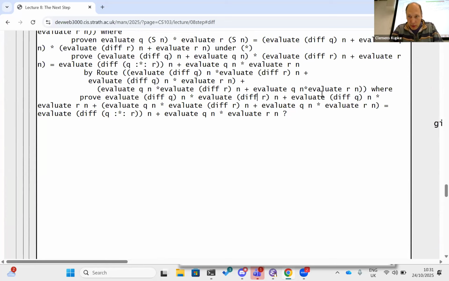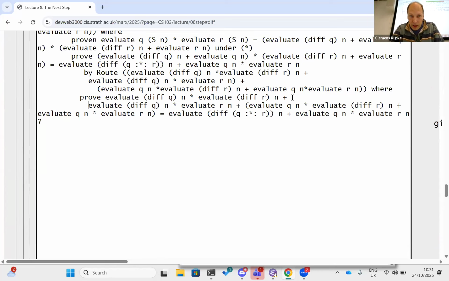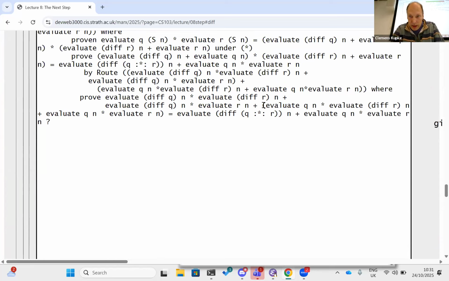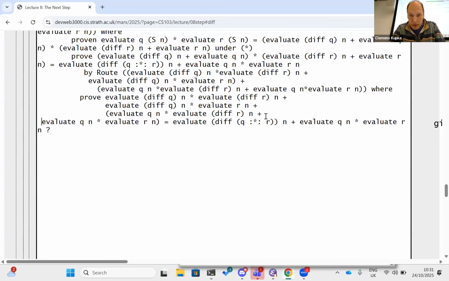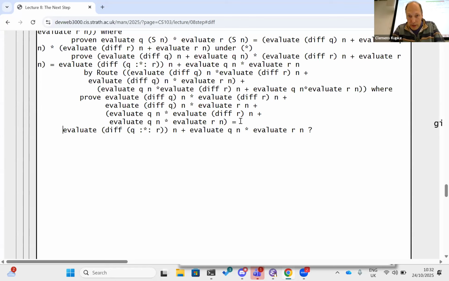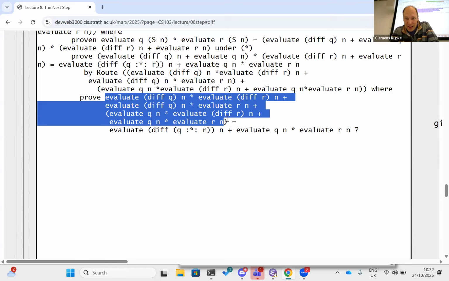We have to prove that this whole sum that we were multiplying out is equal to the thing on the right-hand side. So we have these four terms, and this should be equal to those two. And so these four, the sum should be equal to this sum.